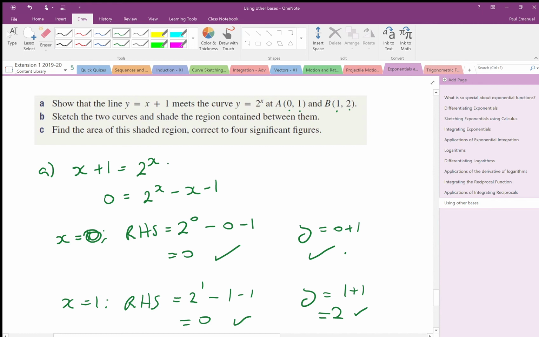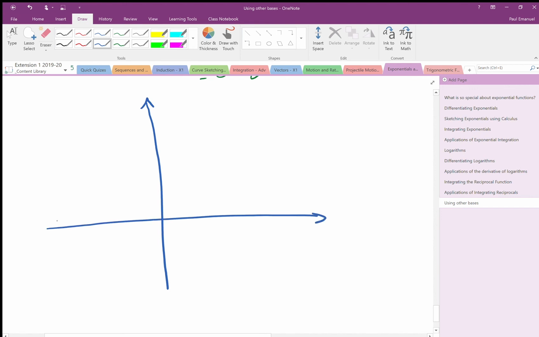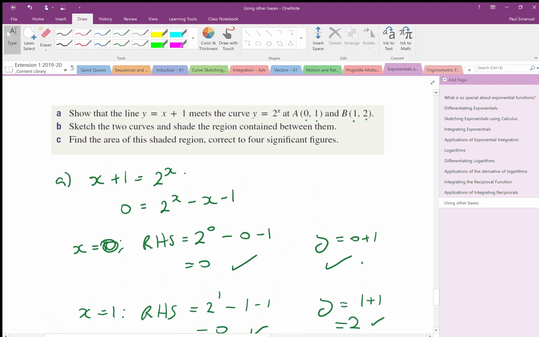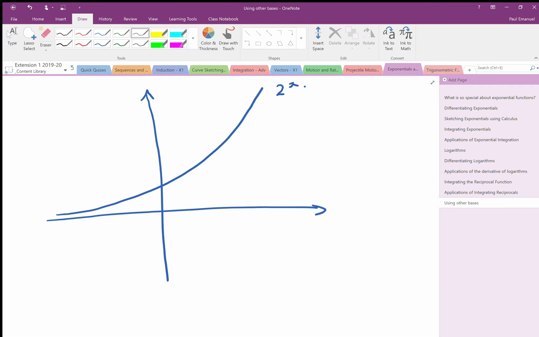Sketch the two curves and shade the region in between them. Here's 2 to the x. So it meets at 0 and 1 for x, right? That's going to help me when I draw the other thing. So there's the shaded region between them. The line is on top.